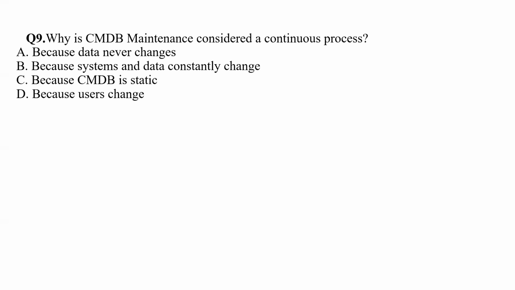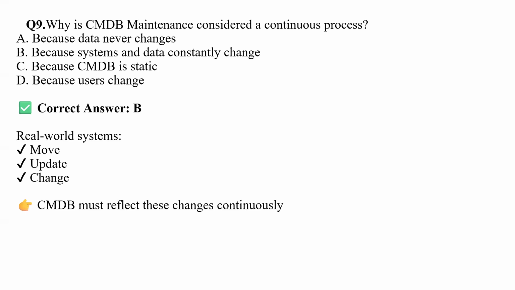Option A, because data never changes. Option B, because systems and data constantly change. Option C, because CMDB is static. Option D, because users change. The correct answer is option B, because systems and data constantly change.